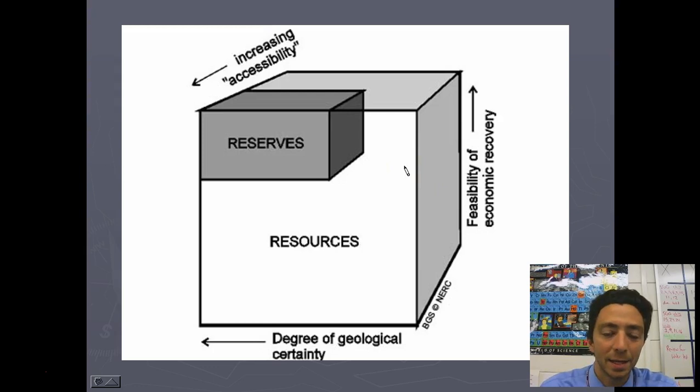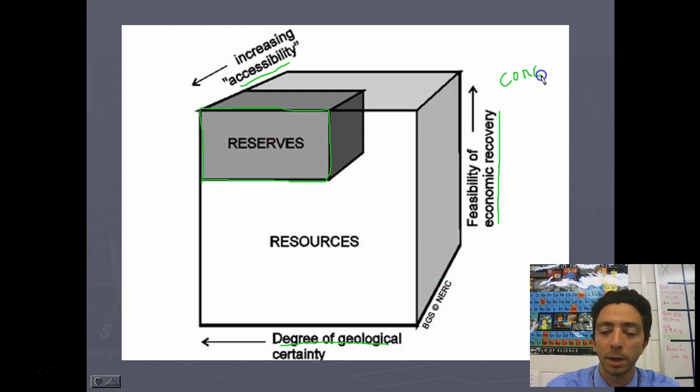So just get the size of the resource. If we were to put the entire sum of the resource, let's say we're talking about the entire sum of copper resource here on Earth, every single copper atom would fit within this box. Of all the copper atoms on Earth, some of them would be up here in this upper corner as a reserve. And those reserves are the ones that are the most accessible, the most sure that they exist, right? We really know that they're there, mostly because we've found them already. And then they make the most sense to get.